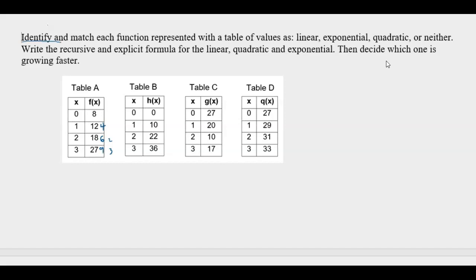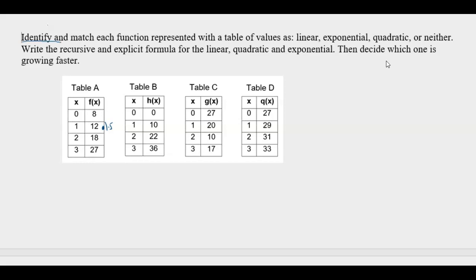Now for the exponential, we're going to have to do some division. Okay? So we know it's not linear, it's not quadratic. So let's see if there is something we can multiply by to get 12. If we do 12 divided by 8, that is equal to 1.5. So 8 times 1.5 is equal to 12.